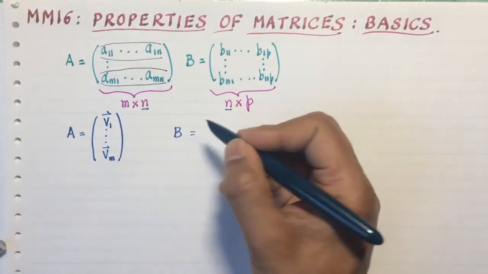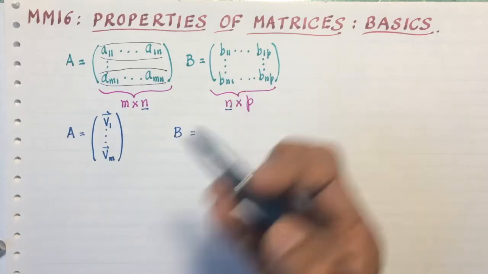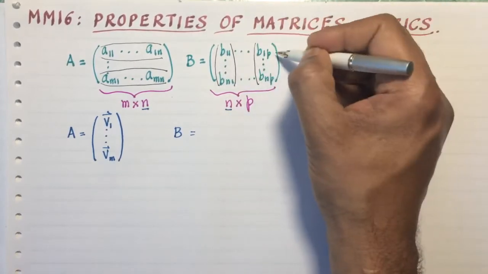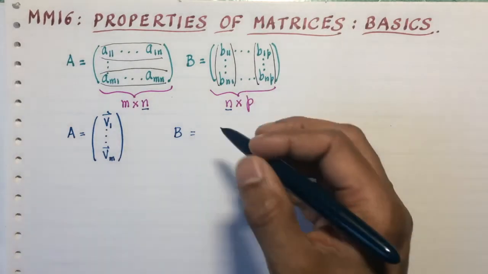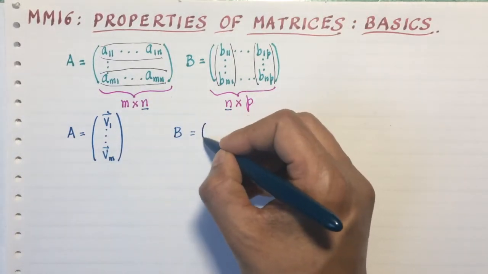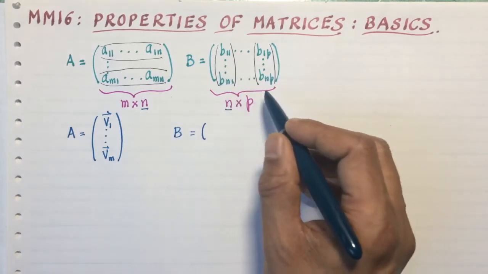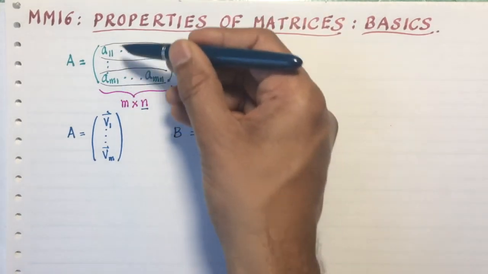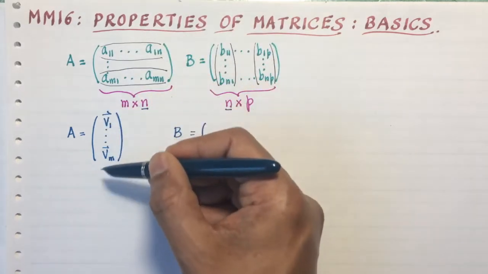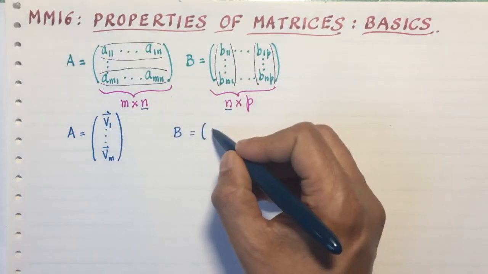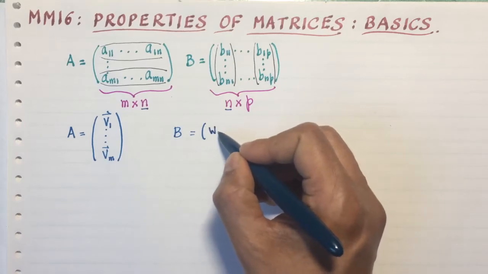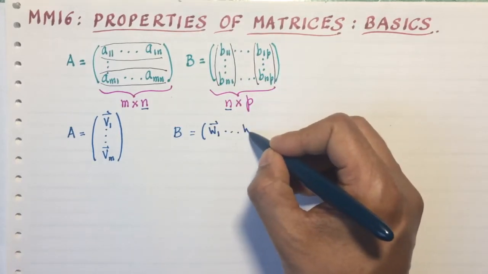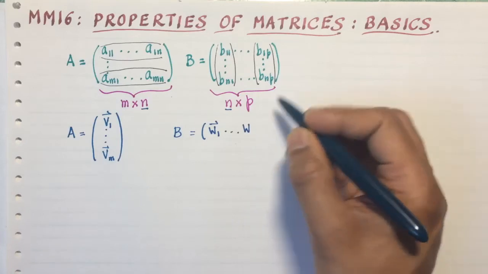For the matrix B, you can probably guess what I'm going to do. For matrix B, I'm going to club columns into vectors. Let me call these W. Now because there are going to be p of these, I'm going to have to arrange them in a row. Here there were m of these and I had m of those in a single column. Now I'll have a single row. So I'll have vectors W1, where W1 is equal to that entire column, all the way up to Wp.